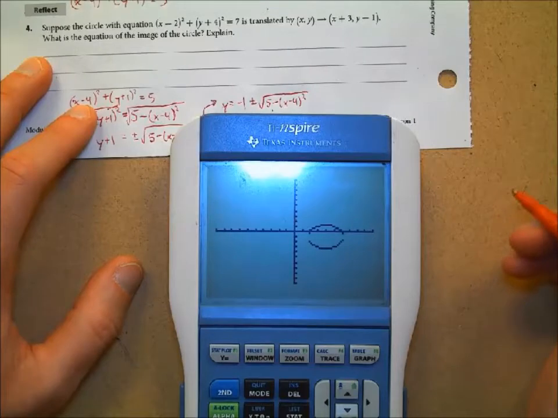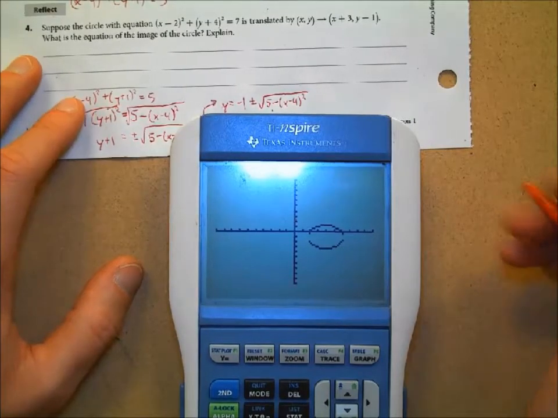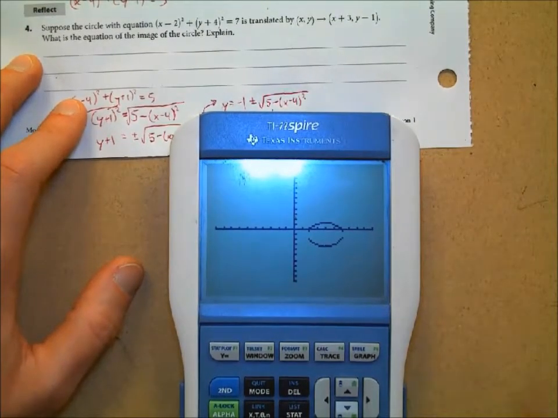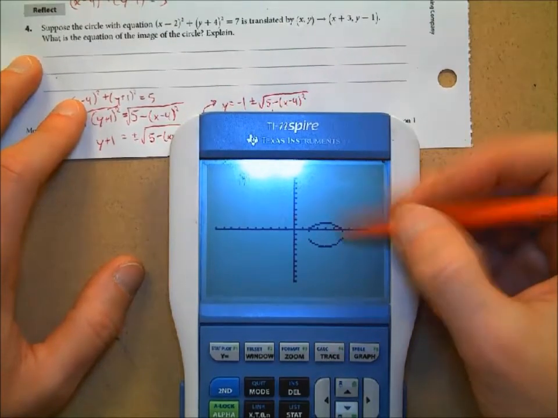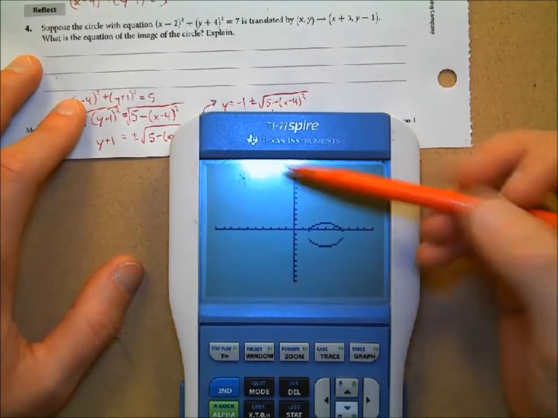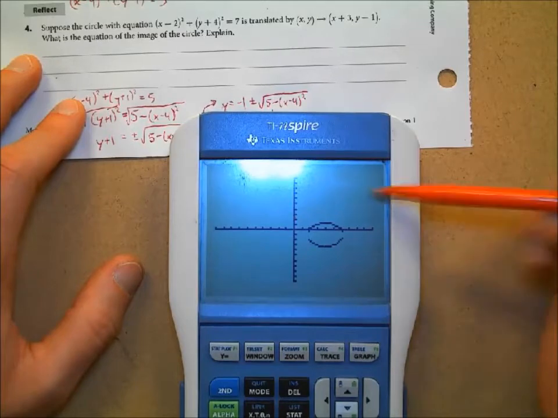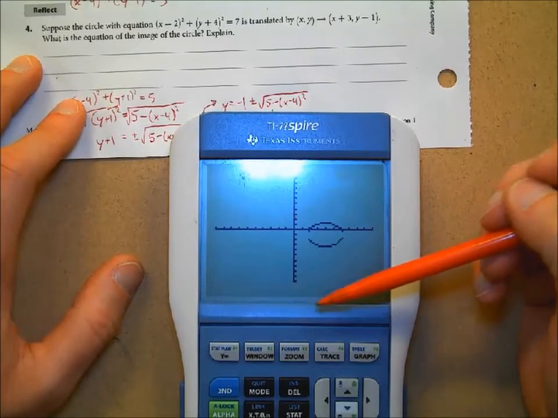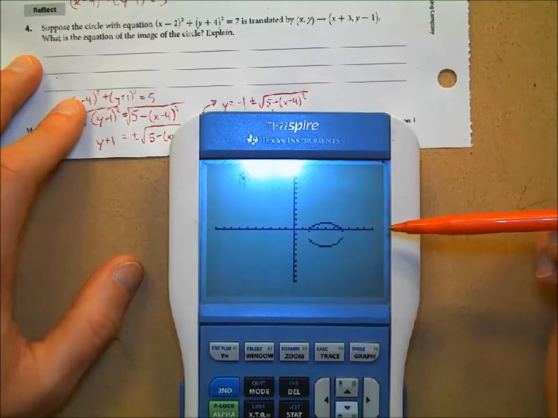Okay, there's our circle. And it doesn't look that great. The reason it looks more like a football is because of the way our screen is. If you'll notice, our screen is not a perfect square, it's a rectangle. But when you use the standard viewing window, we go from negative 10 to 10 this way and negative 10 to 10 this way.